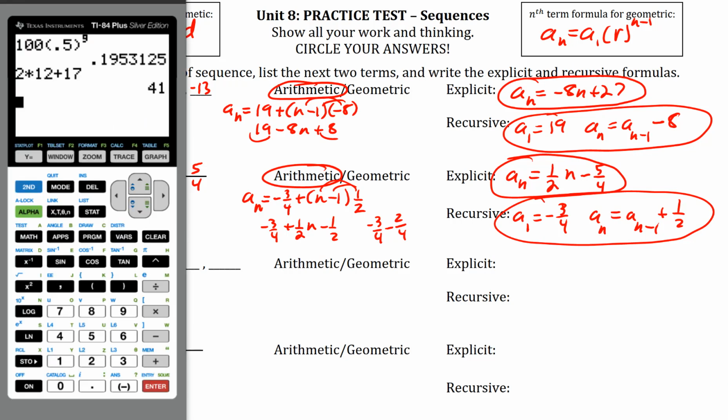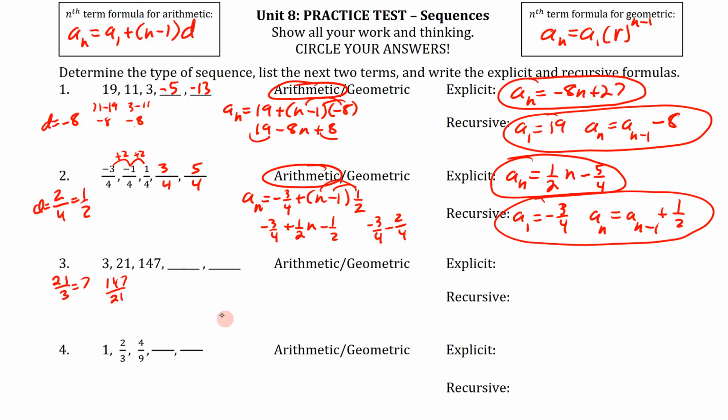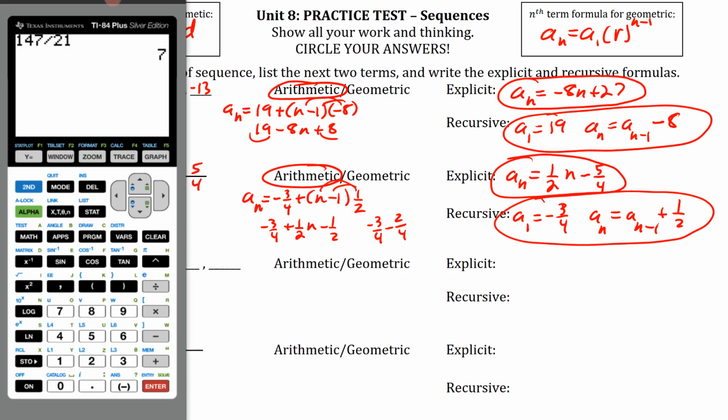And then what's 147 divided by 21? Now, if we need to grab a calculator, we will. So I'm going to clear this off. 147 divided by 21, we end up with 7. So we do have a common ratio here. So r on this one is 7.